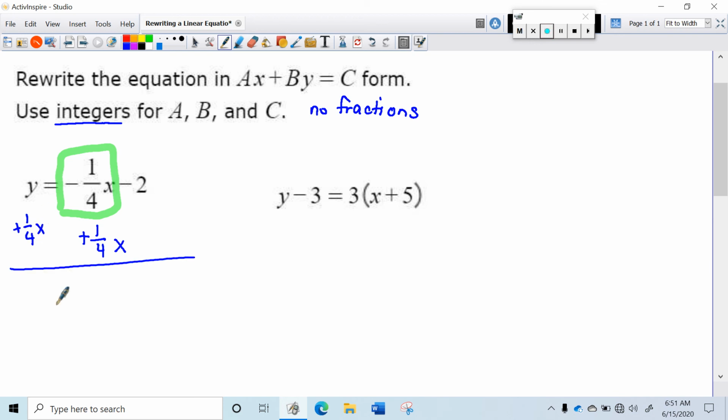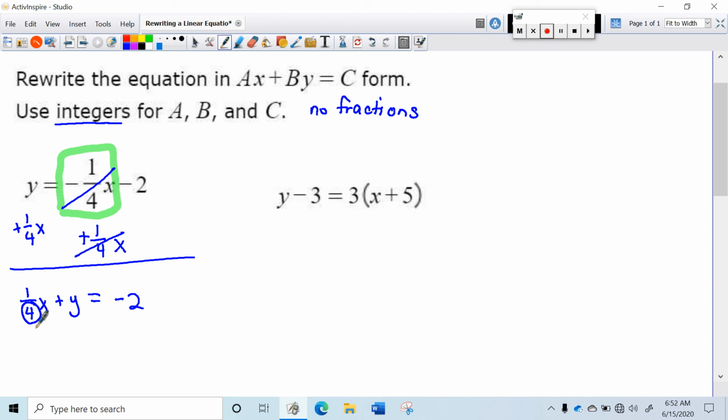Now in front of the equal sign, I have a positive 1/4 x, a positive y. You bring down the equal. These opposites cancel because 1/4 take away 1/4 is 0. Bring down the negative 2. Now we do have x and y equals the constant. However, it said integers, so that means no fractions.